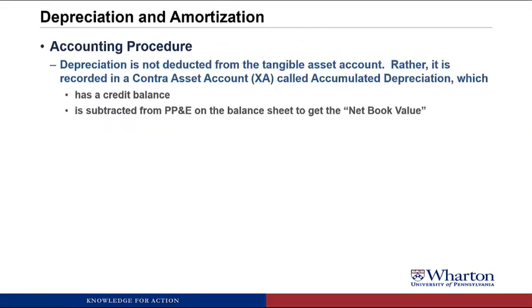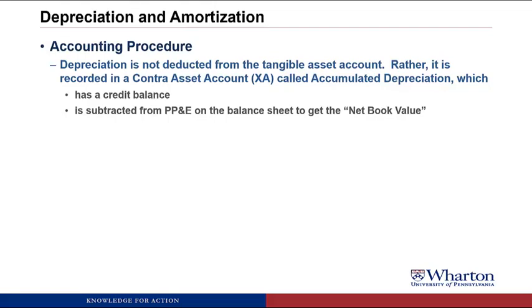Now let's talk about the accounting procedure for depreciation and amortization. Starting with depreciation, depreciation is not deducted from the tangible asset account. So in other words, if you were taking depreciation on a truck, you wouldn't deduct it from the truck account. Instead, the depreciation is going to be recorded in a contra asset account called accumulated depreciation. A contra asset is denoted by XA in parentheses, and it has a credit balance, which means that contra assets go up with credits and down with debits. I think contra is a Latin word which means something like it has the balance on the opposite side of where you'd expect the balance to be based on where it is on the balance sheet.